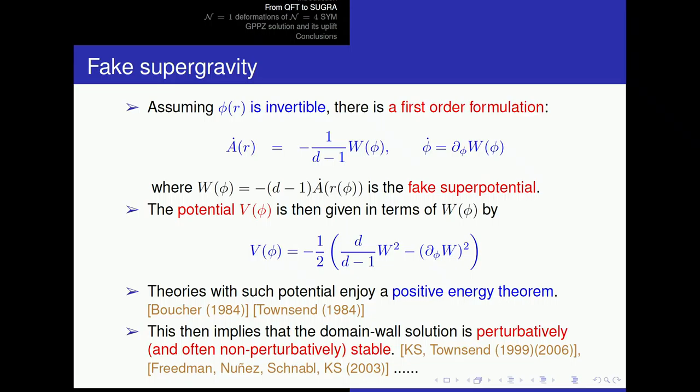So these domain wall solutions are the lowest energy solutions among all solutions with the same boundary conditions. And this implies that this solution is stable under perturbations, both small perturbations and, under some additional assumptions, also non-perturbatively. So you gain a lot of mileage out of this. But we're going to use this formalism in an inverted way, to try to get the potential from the actual solution. So let's see how this goes.